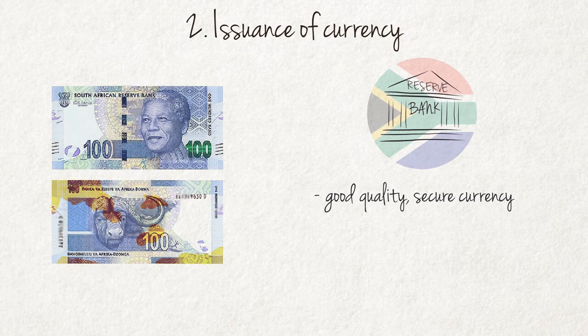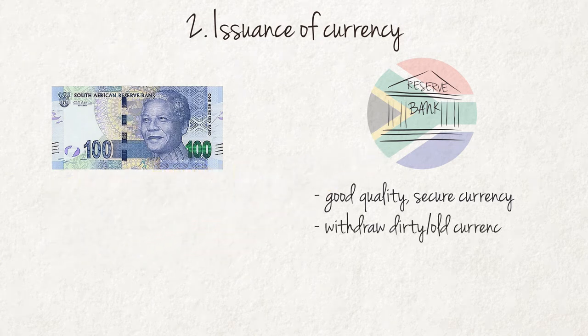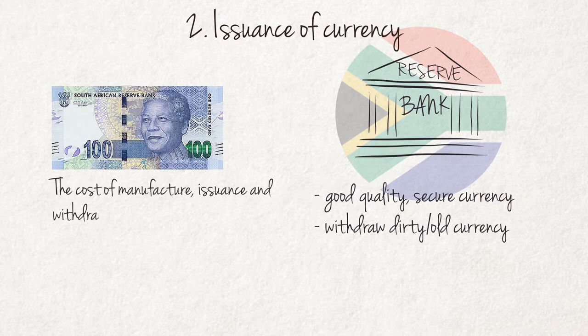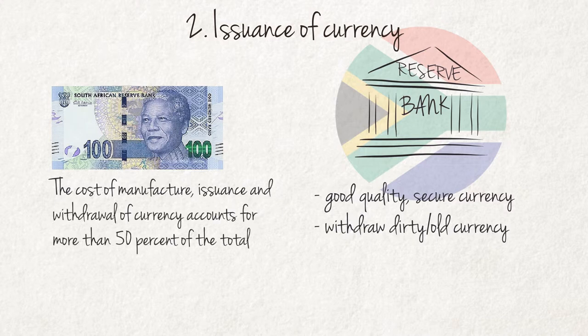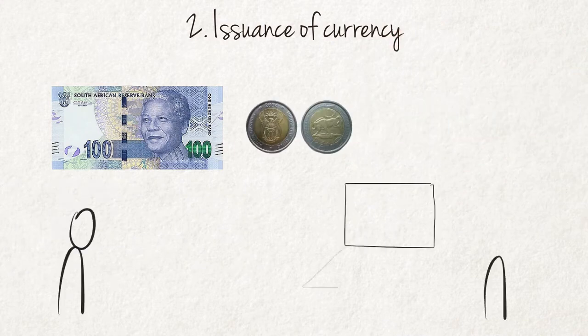After circulation, dirty and torn banknotes must be withdrawn from circulation and these notes must be destroyed. This is also a costly exercise. About 1/3 of the staff of the South African Reserve Bank works in the central bank's distribution and withdrawal function. The cost of manufacture, issuance, and withdrawal of currency accounts for more than 50% of the total expenditure of the South African Reserve Bank.